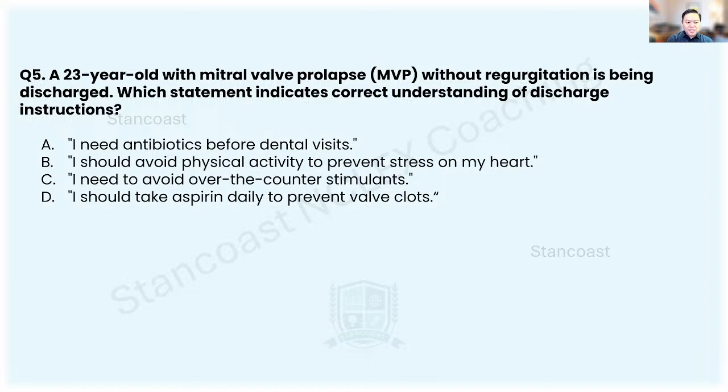Guys, our patient with a case of MVP without regurgitation. So we are looking for that statement that indicates correct understanding of the discharge instructions. All right, waiting for your answers right now.